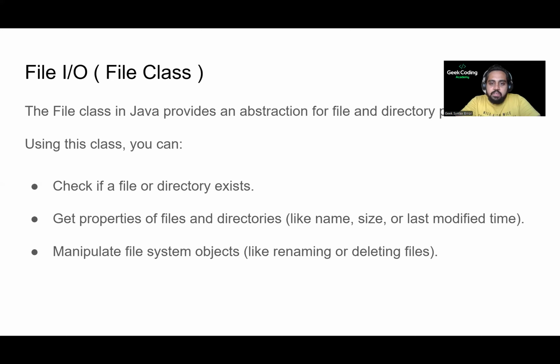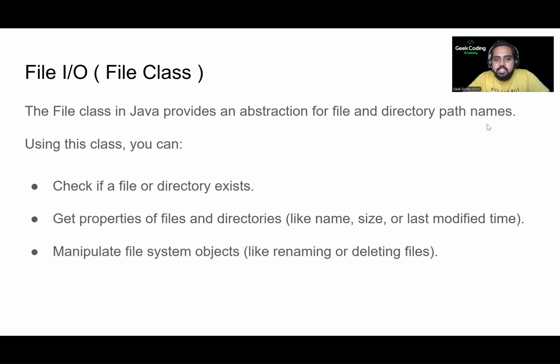And Java, especially, provides a File class. The File class in Java is an abstract class which provides file and directory operations. Using this class, we can check if a file or directory exists, get the properties of files and directories like the name of the file or directory, size, last modified time, all details related to these folders or files, and we can manipulate file system objects like renaming an old directory or deleting a directory, etc. So let's see what operations we have.